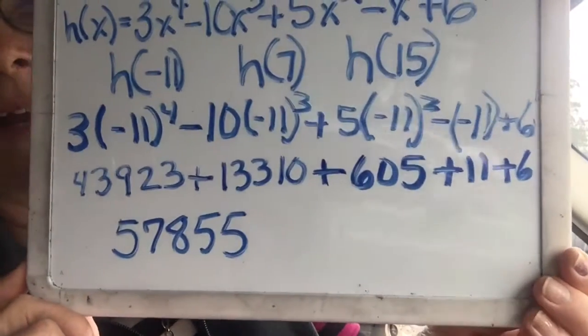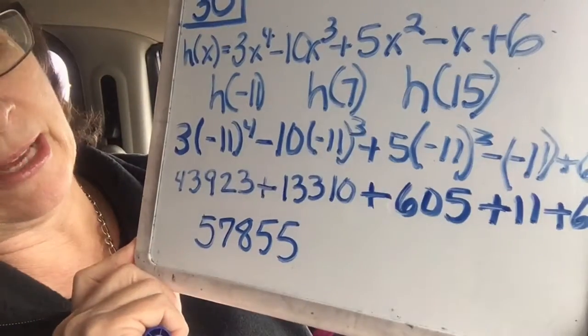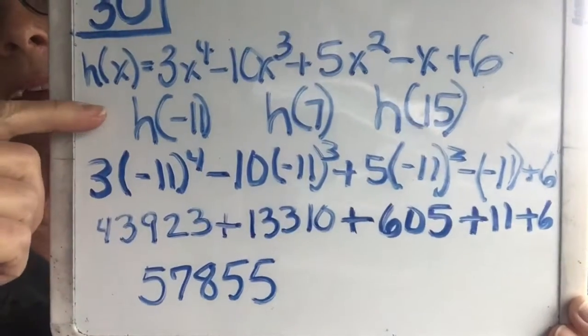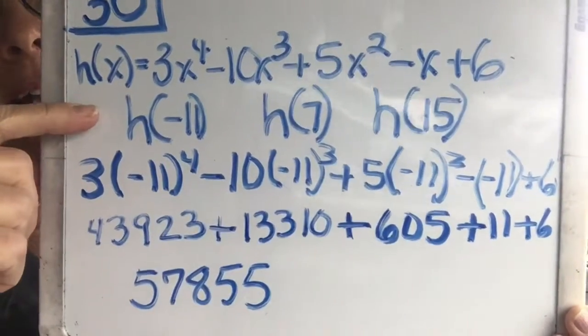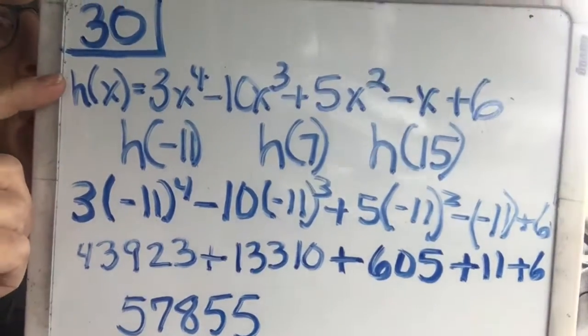So that's what I got there. And then I added them all together and I got 57,855. So that was this one up here. That was h of negative 11 when you plug the negative 11 into this huge equation.